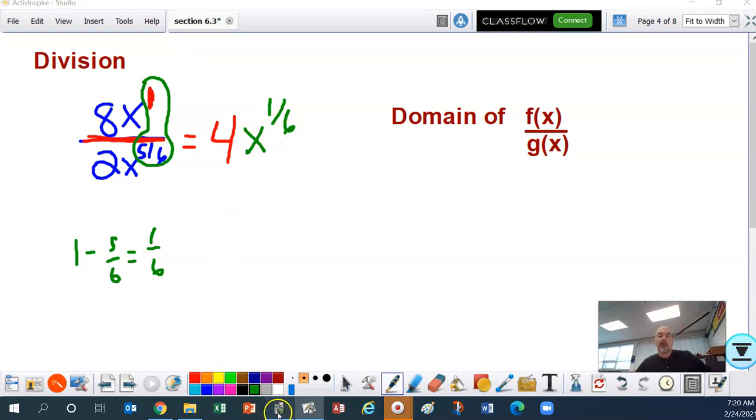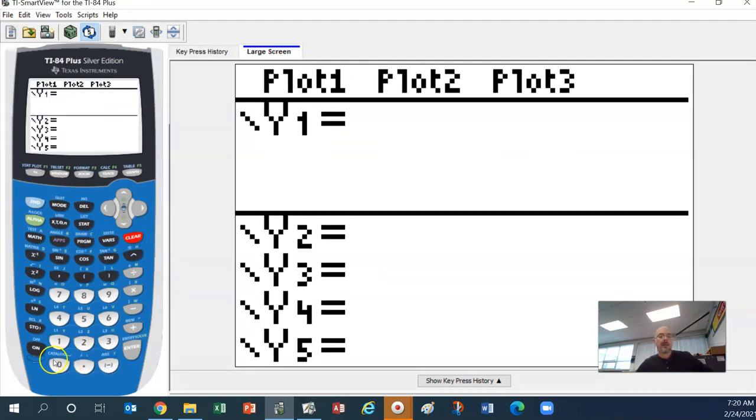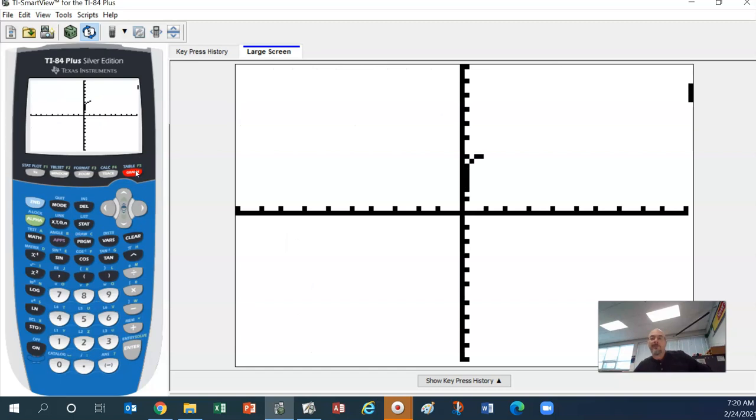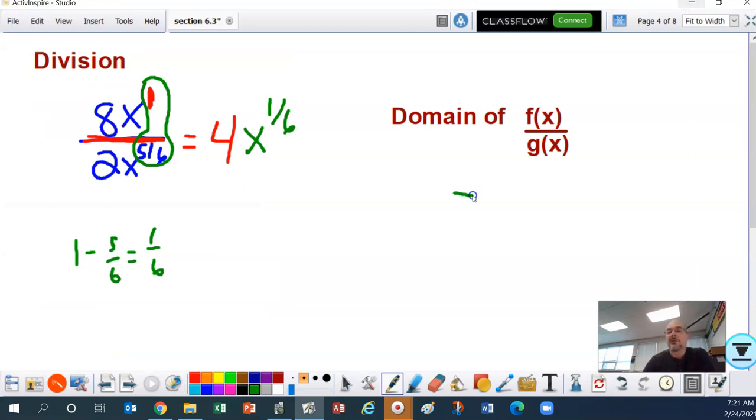Now, I'm going to go ahead and just see what the calculator says here, ladies and gentlemen. I'm going to put in 4x to the 1/6 power, and I'm just going to take a peek at the graph. Well, look at that. It looks like it starts at the origin again. Now, things will evolve here, folks. Yes, indeed, that is true. Look. Starts at 0. The negatives are error messages. So the domain here, ladies and gentlemen, is x is greater than or equal to 0.